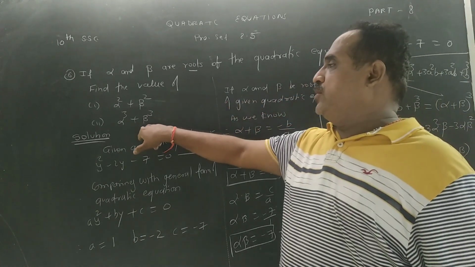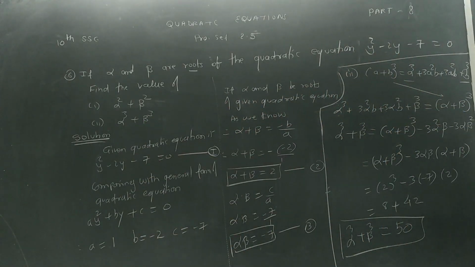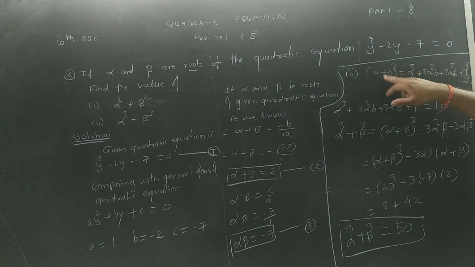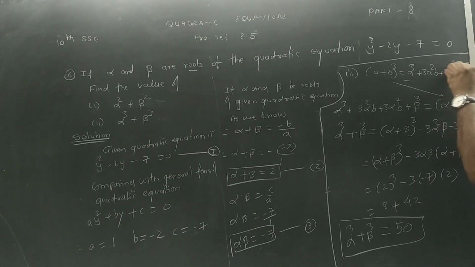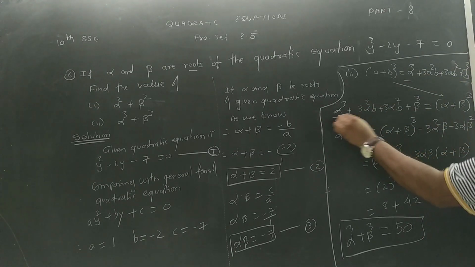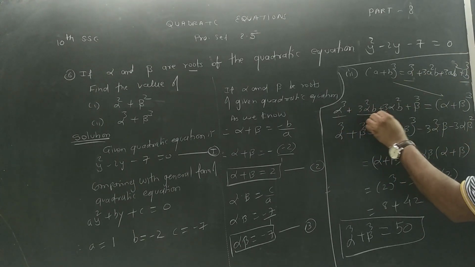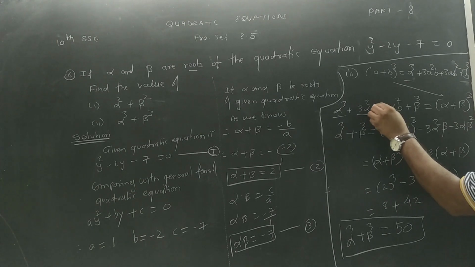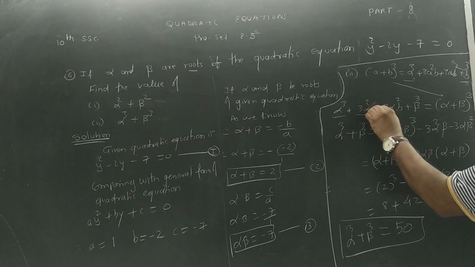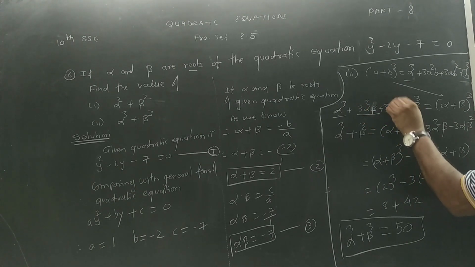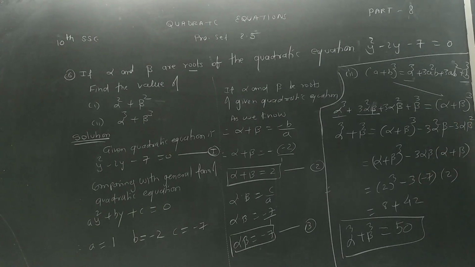a cube plus b cube. We don't have a proper formula to find out a cube plus b cube. So what I did, I used this formula: alpha a plus b the whole cube is a cube plus 3a square b plus 3ab square plus b cube. We have written alpha cube plus 3 alpha square with beta plus 3 alpha beta square plus beta cube is equal to alpha plus beta the whole cube.